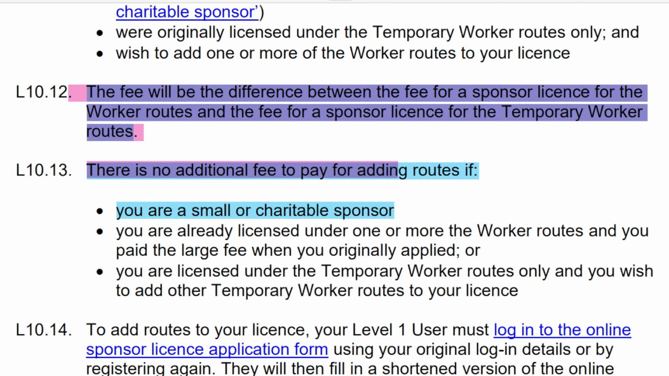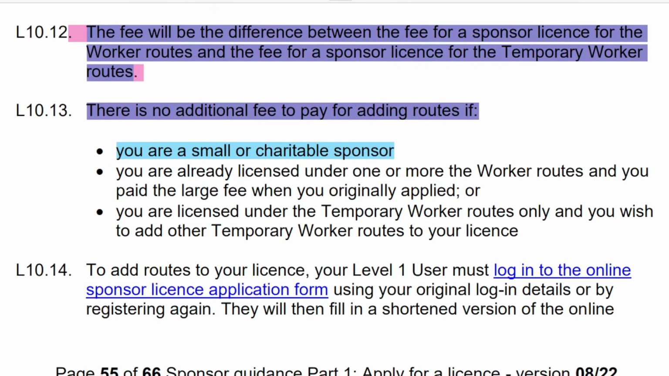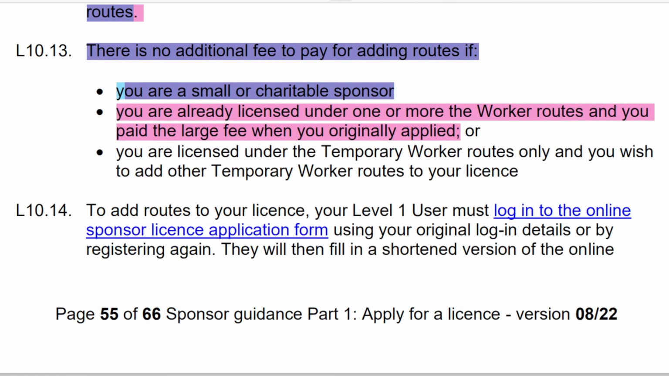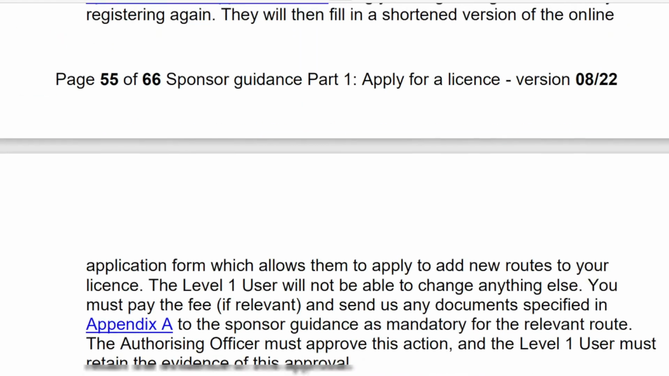There are no additional fees to pay for adding routes if you are a small charitable sponsor or a small sponsor. You are already licensed under one or more of the worker routes and you paid the large fee when you originally applied, or you are licensed under the temporary worker routes only and you wish to add other temporary worker routes to your license. For example, you have the creative worker route and you want to add the scale-up route to that.